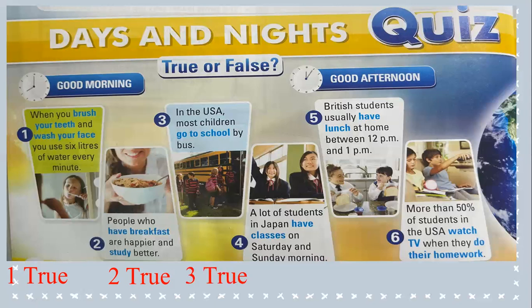Now we have number 4. A lot of students in Japan have classes on Saturday and Sunday morning. What have you got for number 4? You think it's false? Okay, because they don't go to school on Saturday and Sunday morning. That's good. Now, number 5, British usually have lunch at home between 12 p.m. and 1 p.m. Now, what do you think? You think it's false? Okay, because they have lunch at school, not at home.